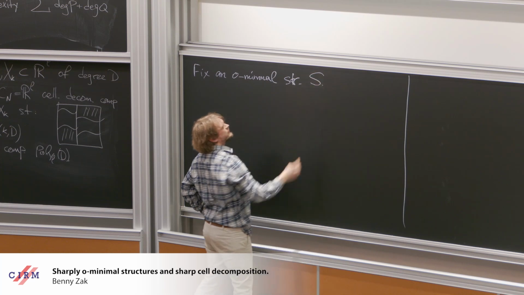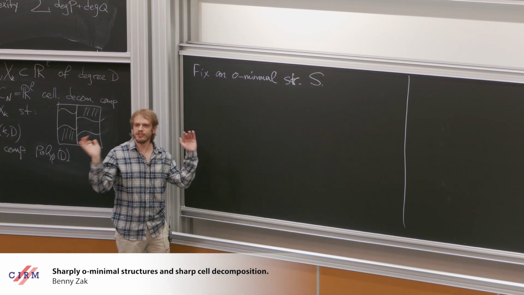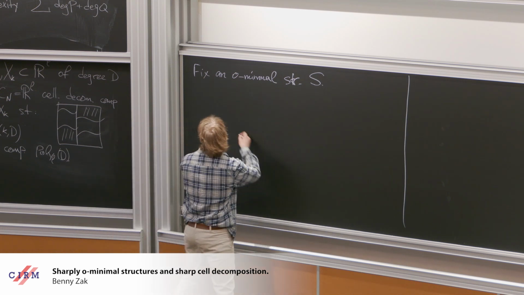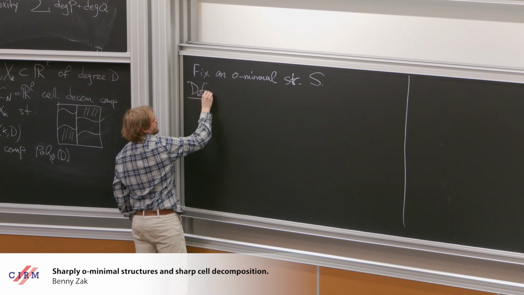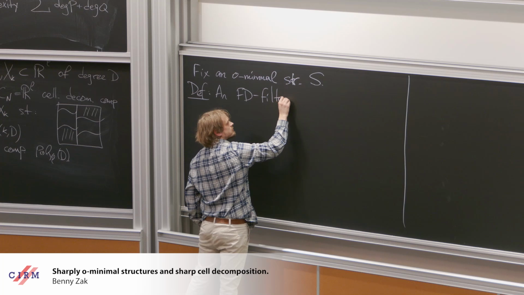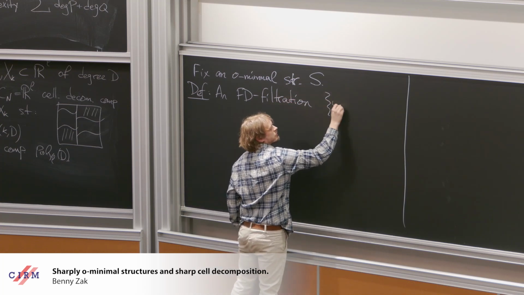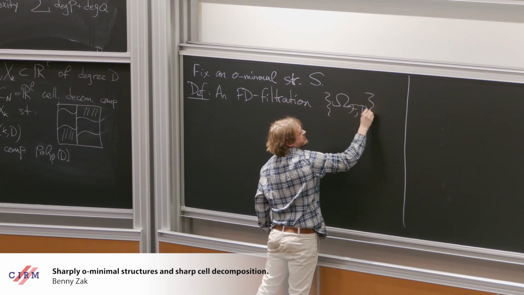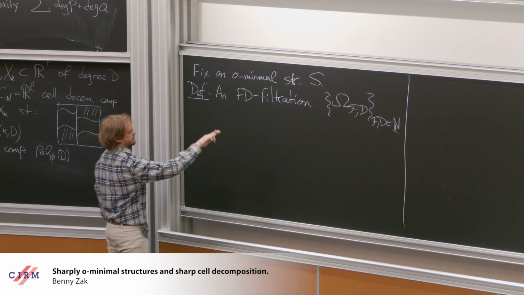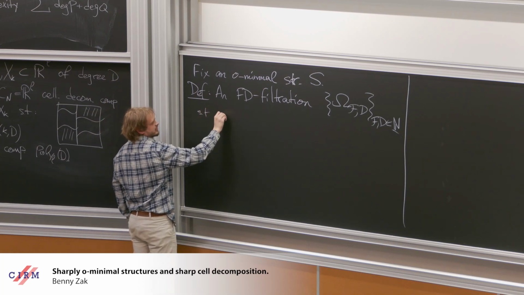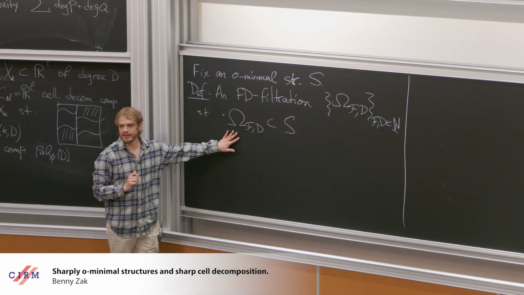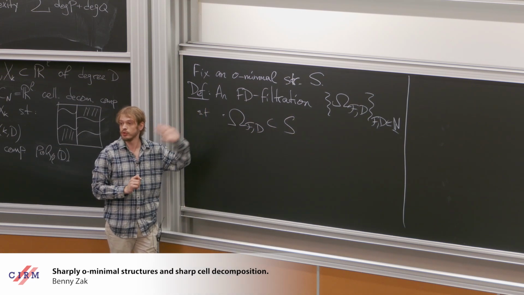So S for me is just the collection of definable sets in all of R^k for every k. Okay, so definition: an FD filtration is a collection of Omega_{f,d} for any pair of natural numbers f and d. Of course, 0 is not a natural number. So Omega_{f,d} is a collection of definable sets, but not necessarily in the same ambient dimension. It's just a collection of definable sets.